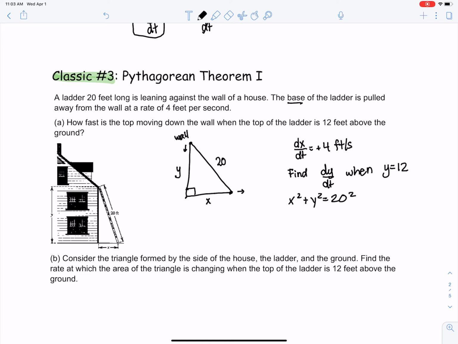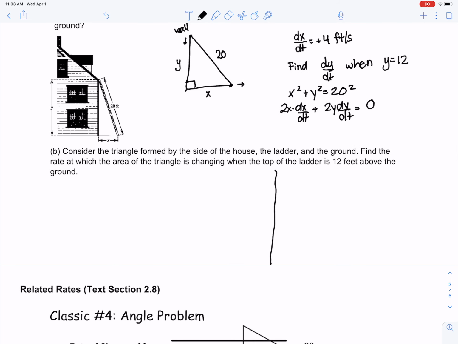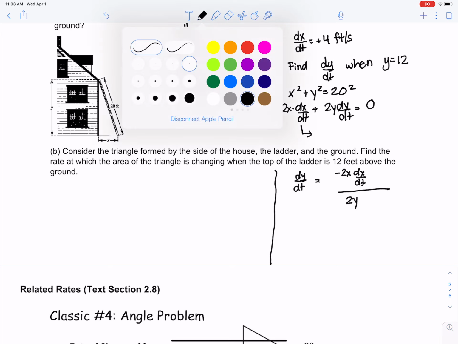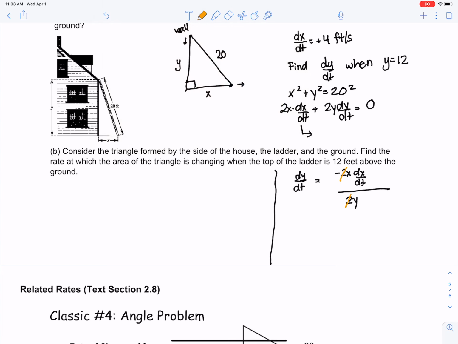I go ahead and take the derivative. So derivative of x squared is 2x dx/dt plus 2y dy/dt, because everything is changing with respect to time. And then the derivative of 20 squared is just a constant, so it goes to 0. Now I'm going to continue down here. We want to isolate for dy/dt. So I want to rearrange my formula, so I'm going to move that to the left hand side, so that's going to be minus 2x dx/dt divided by 2y. You'll notice that the 2's cancel out.